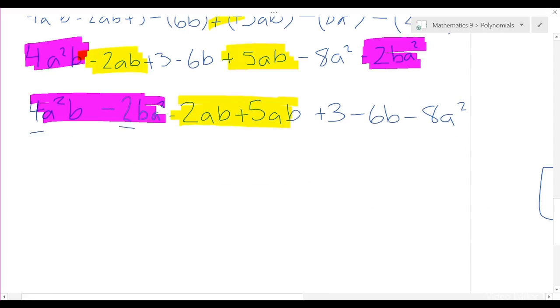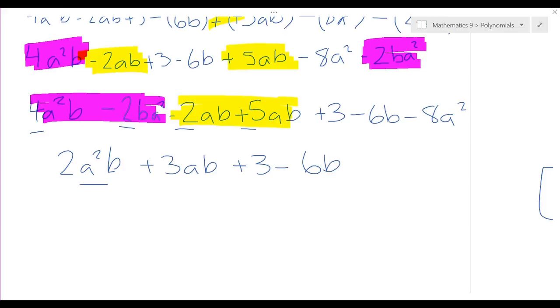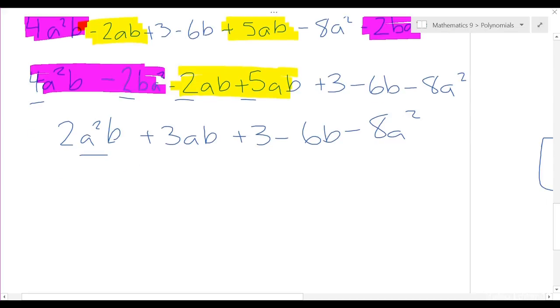4 minus 2 gives us a 2a squared b. Now we could have written the b before the a squared, either way is fine. And then a minus 2 plus 5 gives you a positive 3ab. And the last few terms we just write on the end here. And this would be your final answer.